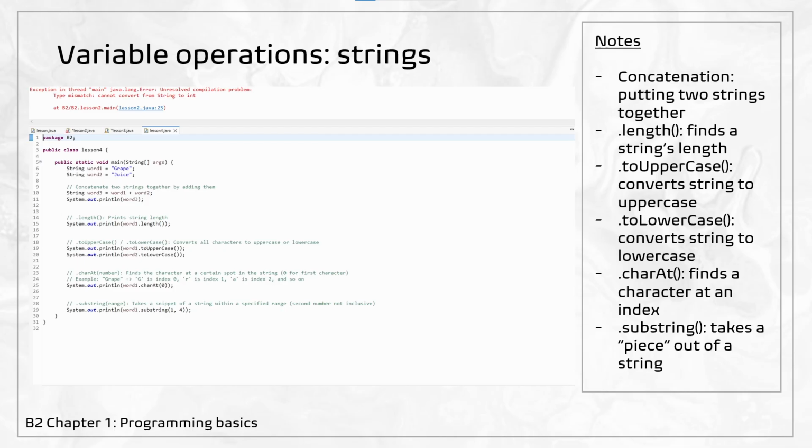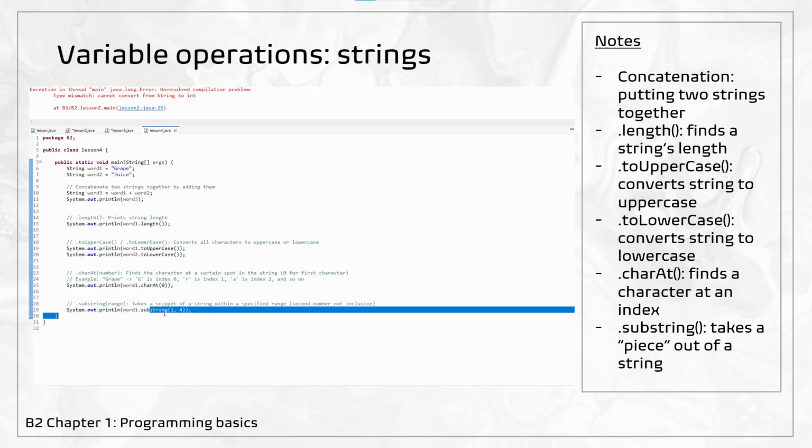If you have a string, you can concatenate them, meaning stick them together, by adding them together like this. You can also find a string's length by using the length function, or convert all characters to upper or lowercase with these two functions. You can also find the character at a specific location in the string. You just need to remember that the first character of a string has index 0, and it increments by 1 for each subsequent character. Finally, the substring function takes a snippet of the string within a given range.